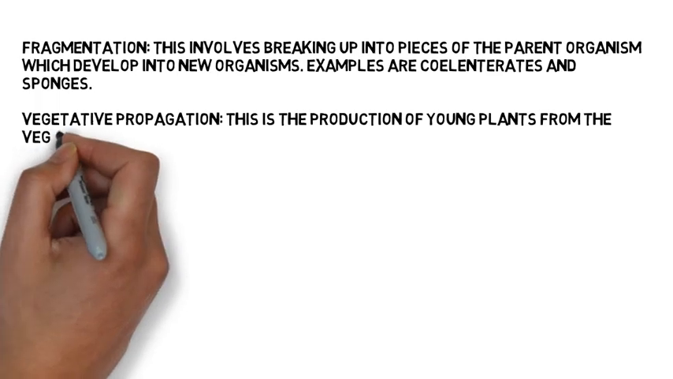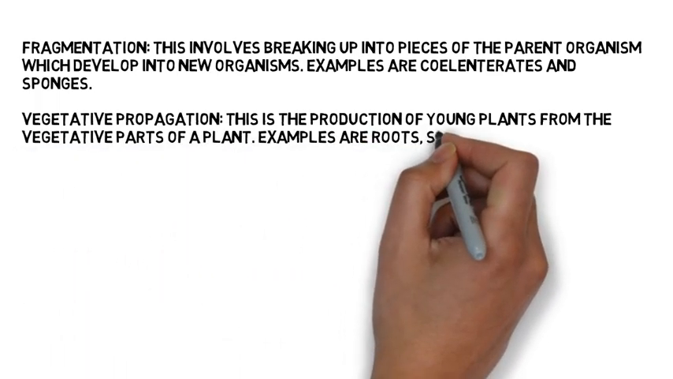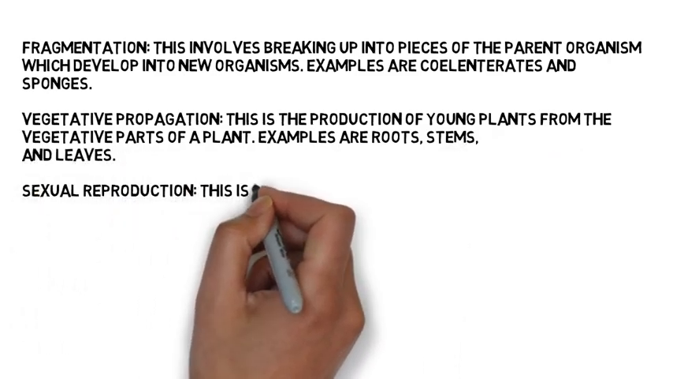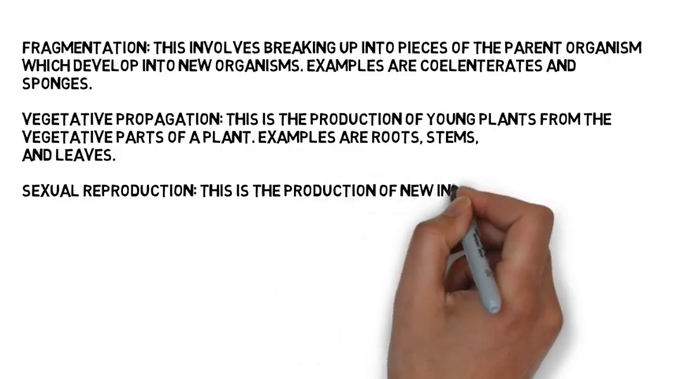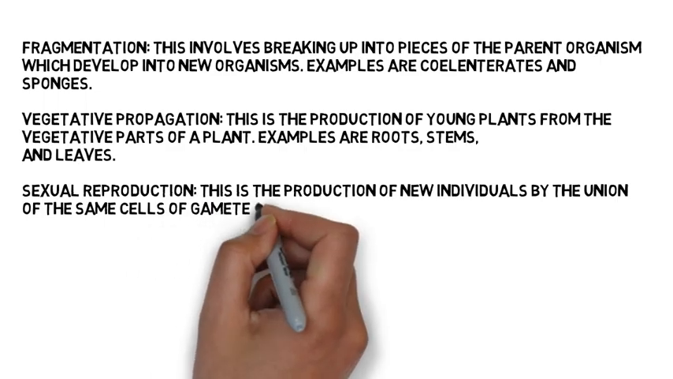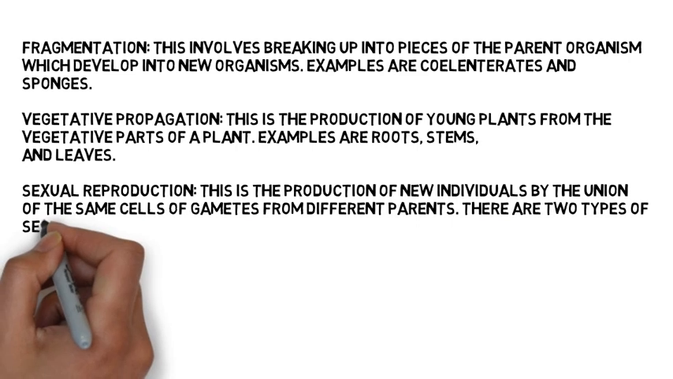Sexual reproduction. This is the production of new individuals by the union of the sex cells or gametes from different parents. There are two types of sexual reproduction, which are 1. Conjugation. This is a primitive type of reproduction which involves the union of similar gametes.